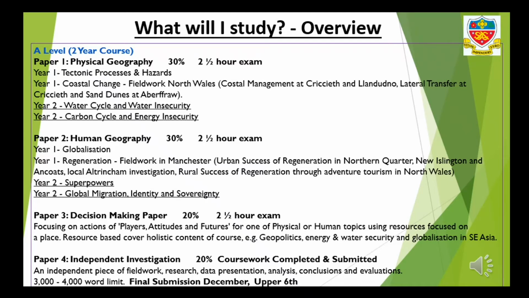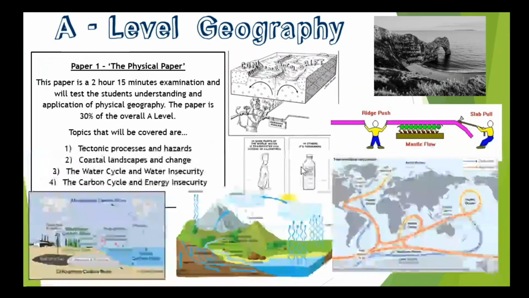Paper 3 is a decision-making paper. I'm going to show you a bit more in a moment. And the last element is the coursework. Both these parts have 20%. The idea is the course is balanced and it's no longer weighted on just 2 topics or 2 exams.